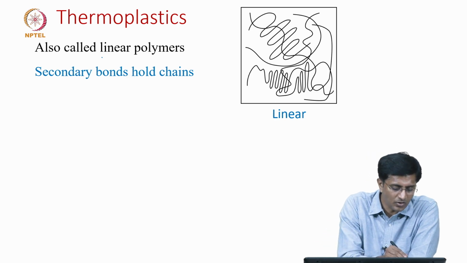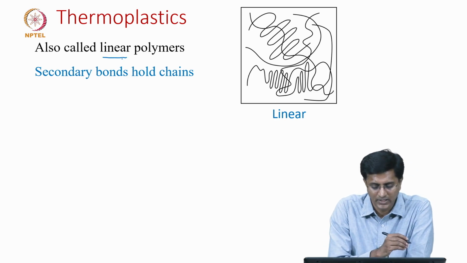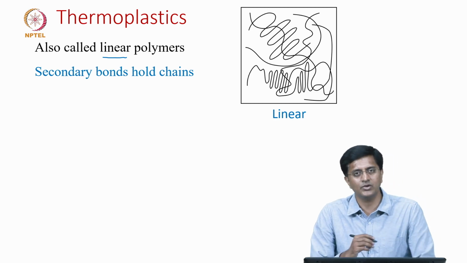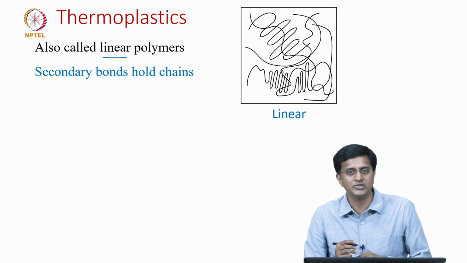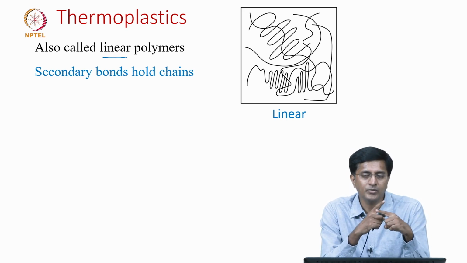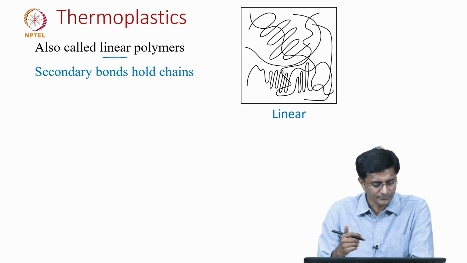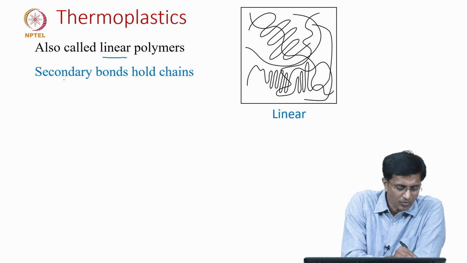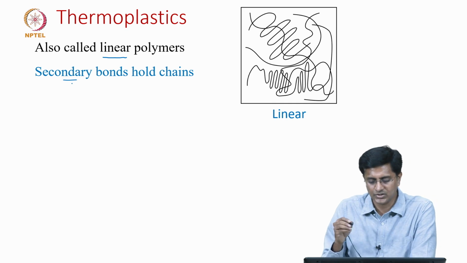These are also called linear polymers. As we have seen previously, what do linear polymers mean? They mean that the bonds between polymer chains are secondary bonds, which are weak. So, the secondary bonds are the ones holding the chains together.